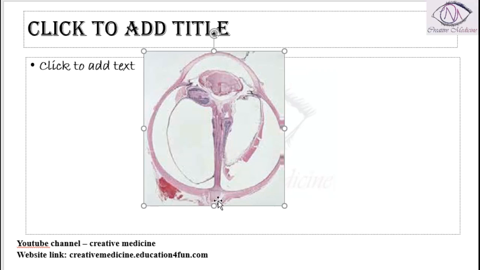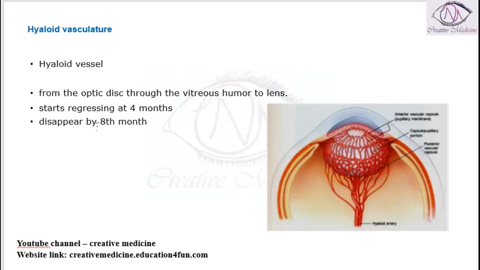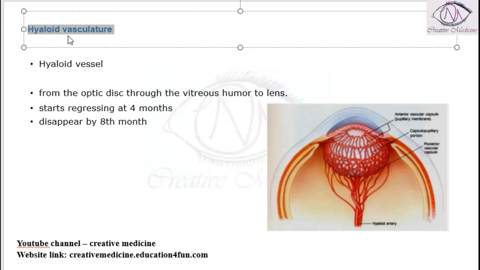So it starts from the optic disc, goes through the vitreous, and attaches to the posterior surface of the lens. It regresses by 4 months of age and completely disappears by 8 months.